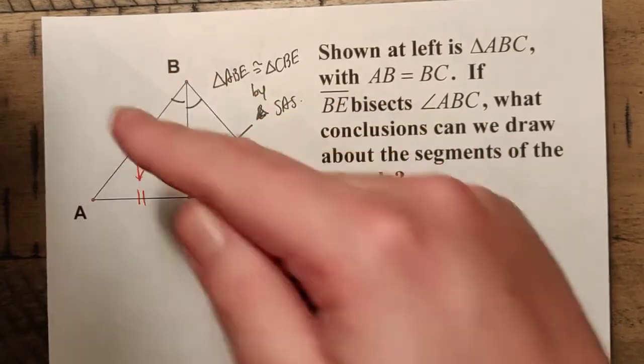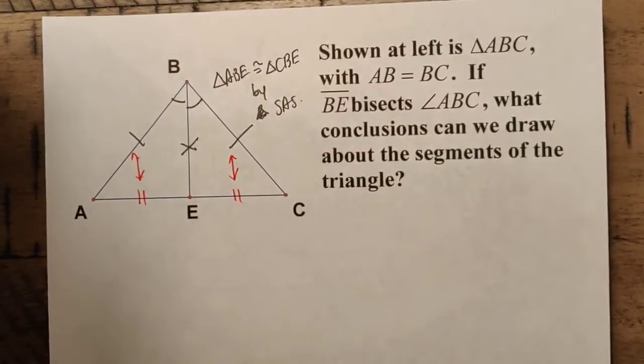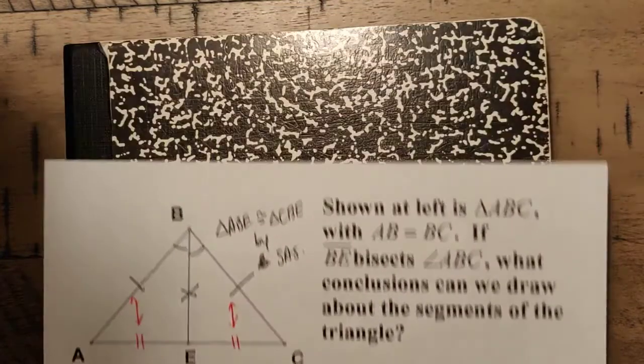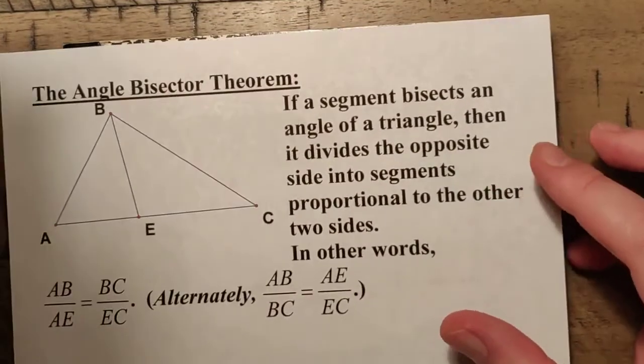Because if B can move over here, these are not going to be the same anymore, we can't use this argument. However, as it turns out, even though the triangles may themselves not be congruent anymore, there's still a relationship that goes on between them. And that relationship is encapsulated in something known as the Angle Bisector Theorem, ladies and gentlemen.